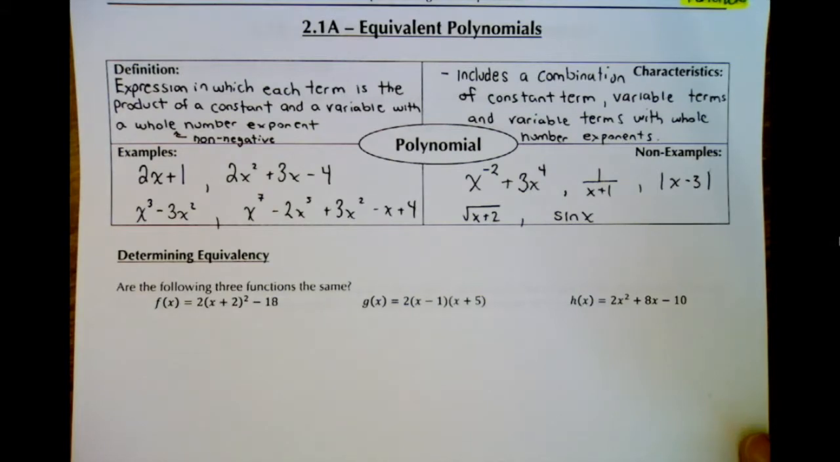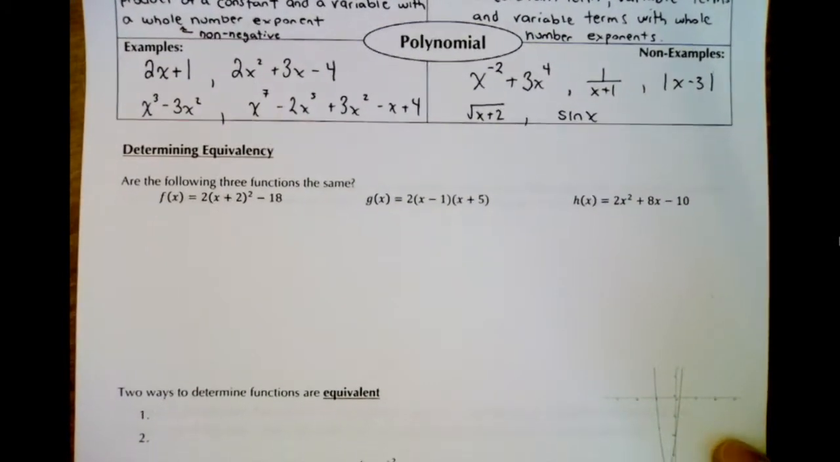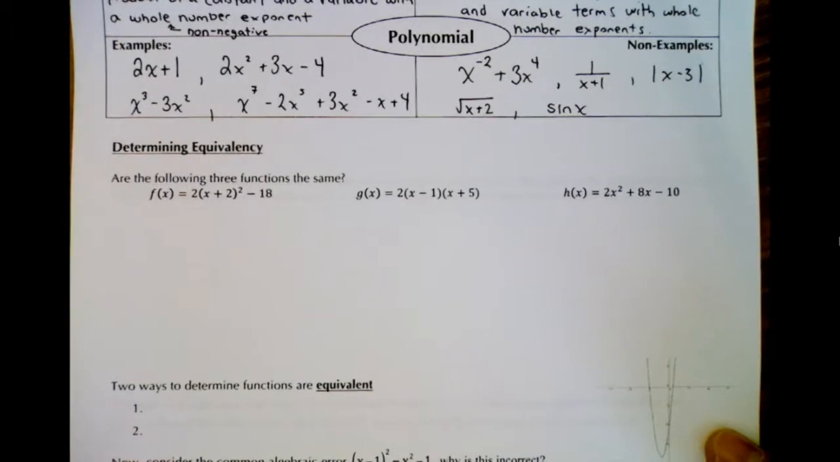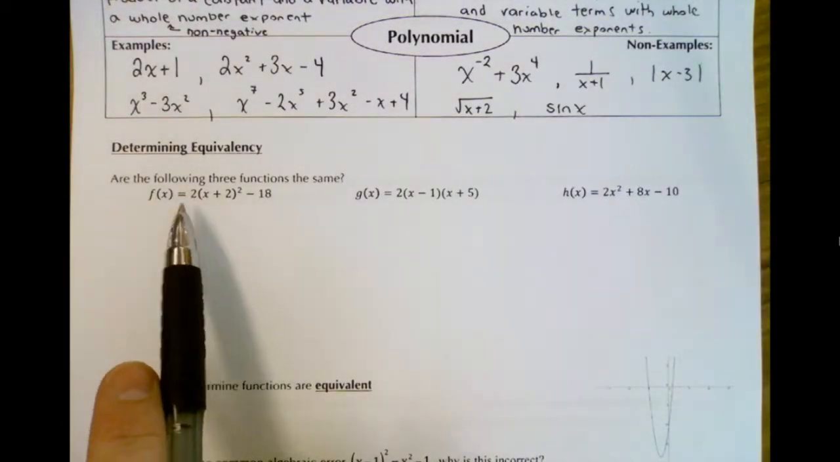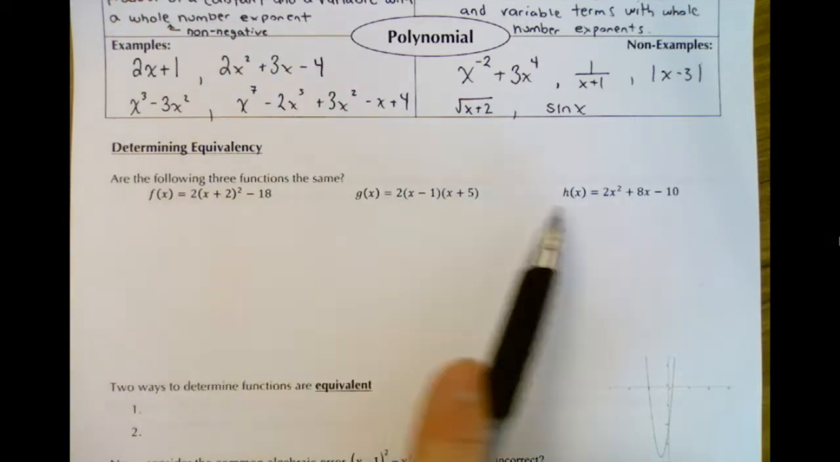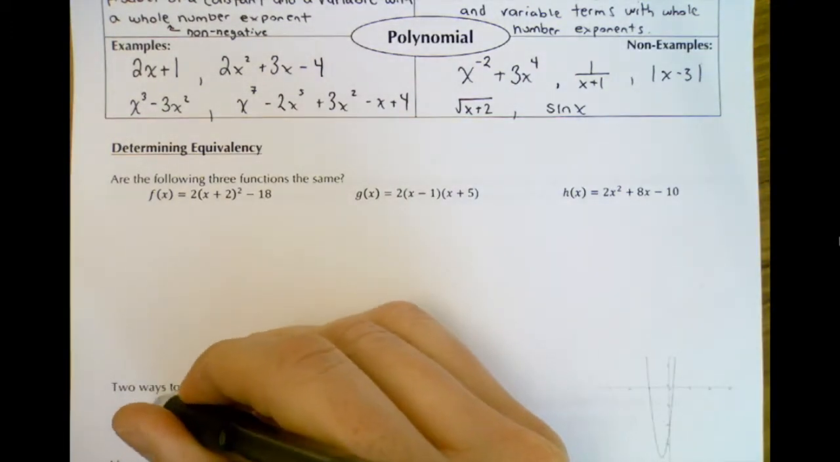The rest of this lesson is about equivalency. So what does it mean if a polynomial is equivalent? Well, it means a couple things. So I've got 3 polynomials here. And if I were to put these 3 polynomials into a graphing calculator, if I were to graph f of x, g of x, and h of x, I would get the exact same graph. And that's the first way to determine if polynomials are equivalent. There are 2 ways to determine if functions are equivalent. The first is to graph.